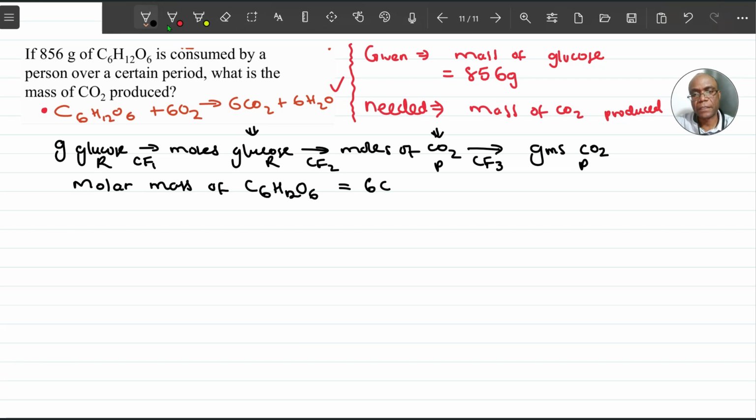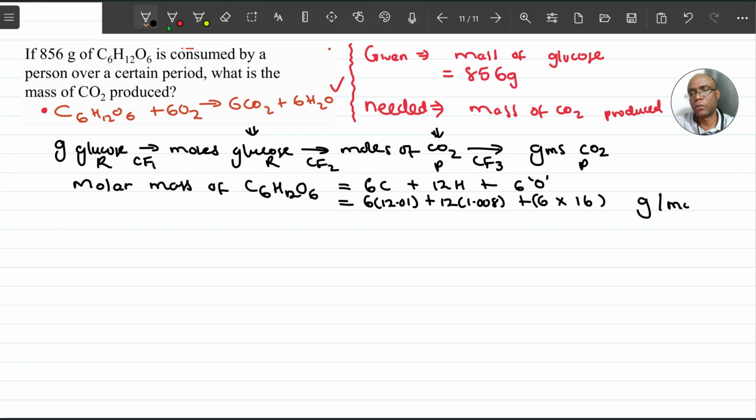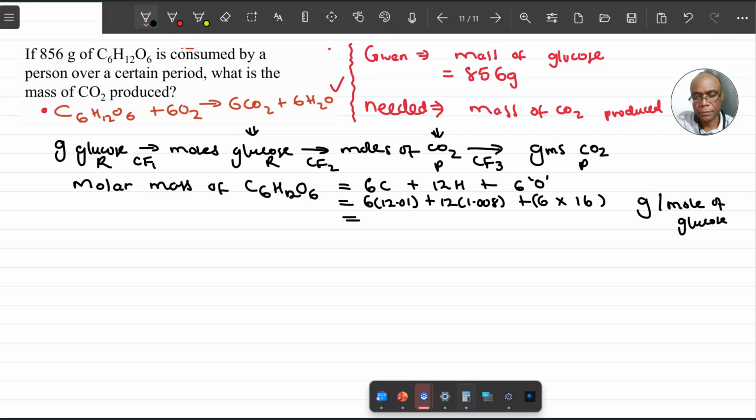So I know that I have 6 carbons, 12 hydrogens, and 6 oxygens. I've memorized the mass of carbon to be about 12.01. The mass of hydrogen is about 1.008, and the mass of each oxygen is roughly 16. Let me just use 16 instead of 15.999. This is going to give me grams per mole of glucose. Now let's do all this math and see what we get.